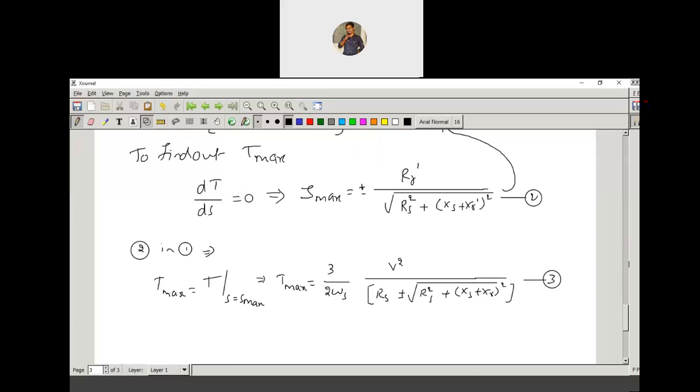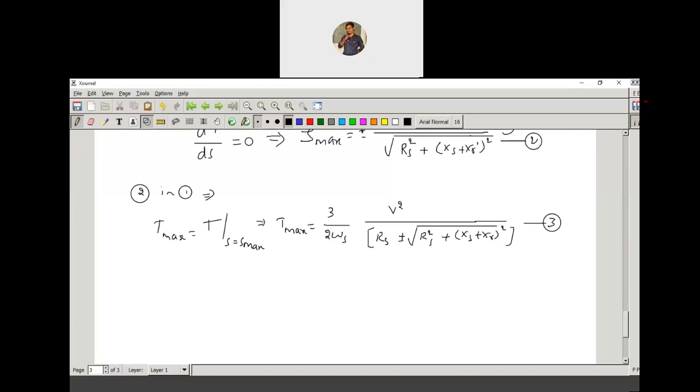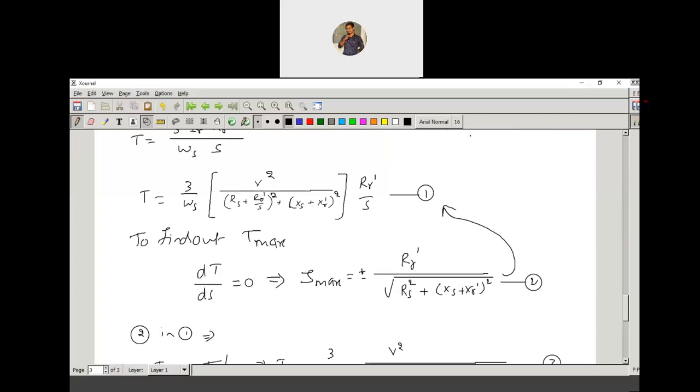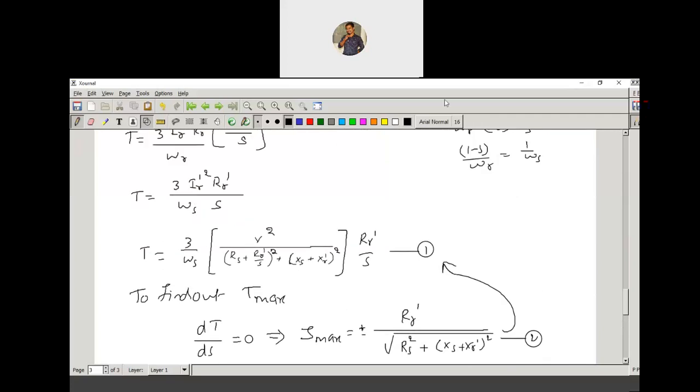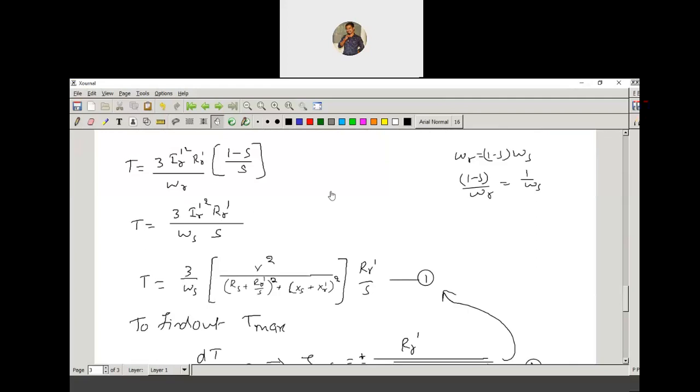Anybody could you answer me? So if I want to find out the starting torque, what do we have to do? We have to make S equal to what? S equal to 1, right? Well done. So why S equals 1? When the motor is in starting condition, we can make the rotor speed NR equals 0. When NR is 0, we can say that S equals 1. So if we substitute S equals 1 in equation 1, we will get the starting torque.